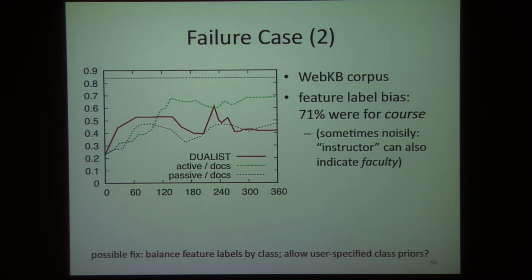Another interesting failure case was on the WebKB corpus. This particular user found the words that were asked about for the course label. So the task here is to classify university web pages into being about faculty web pages, student web pages, research projects, and courses. They found the course words to be much more understandable and interpretable than the others. So 71% of all their feature labels were just for that particular class. Sometimes noisily so, like the word instructor also indicates a faculty web page, but this particular user didn't provide that information. So lesson 2 is to maintain a class balance among the different features that you label.